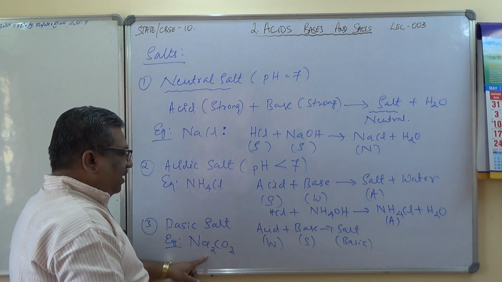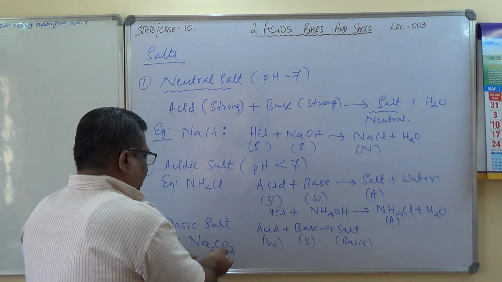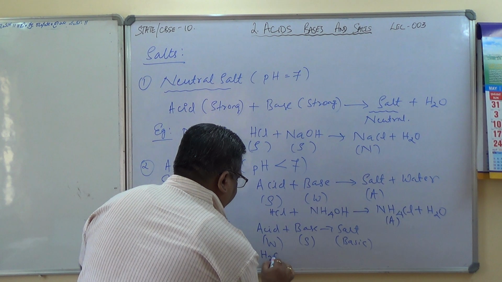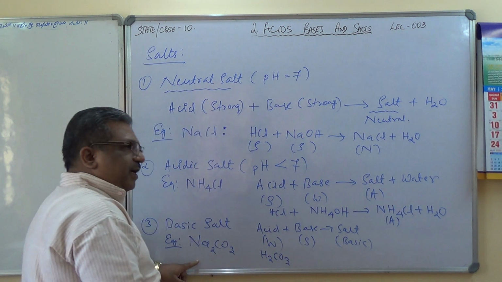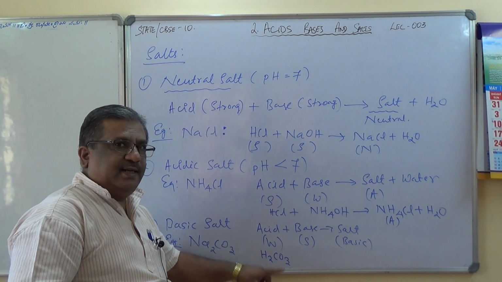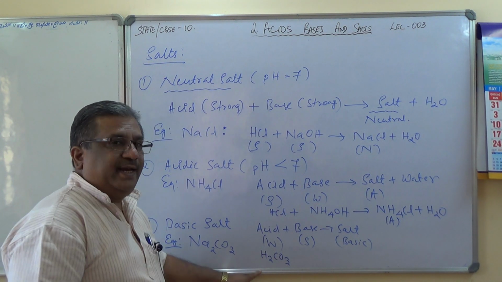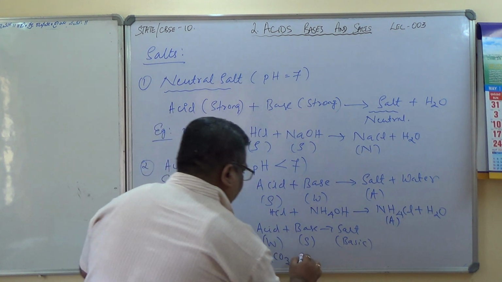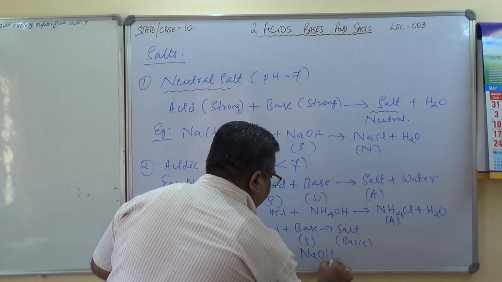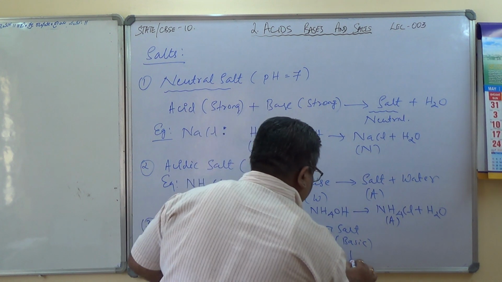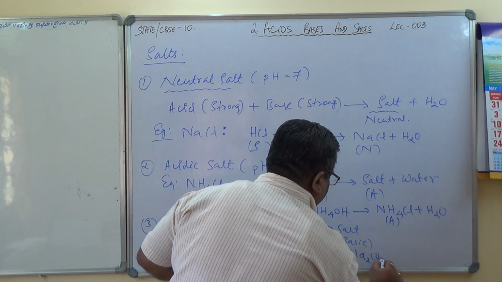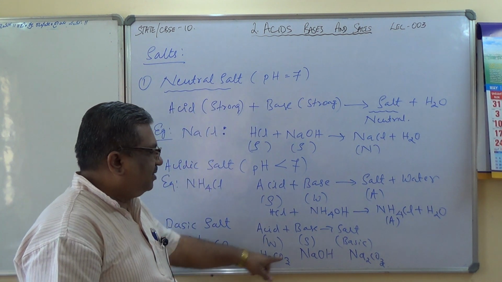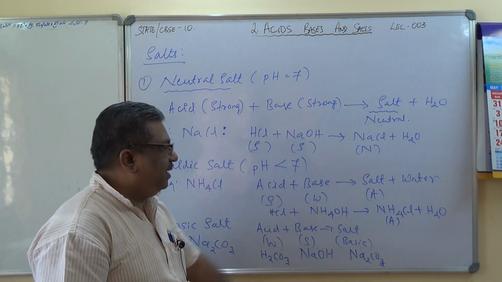So how do you obtain Na2CO3? For this, the acid I will use is H2CO3. H2CO3 is called carbonic acid. Whenever carbon dioxide is dissolved in water, carbonic acid is formed, which is a weak acid. Take a strong base, sodium hydroxide, NaOH. What do you get here? Na2CO3. It is not balanced, but for your information, this is how it is formed. So carbonic acid with sodium hydroxide gives you Na2CO3.